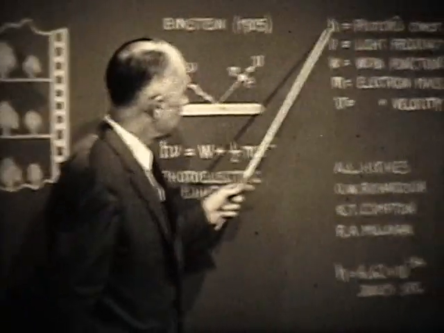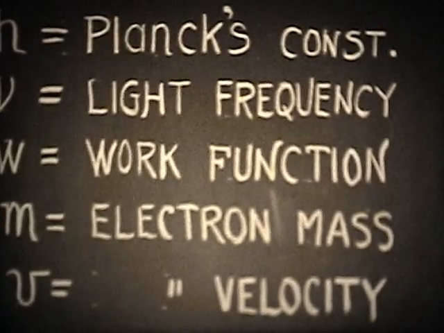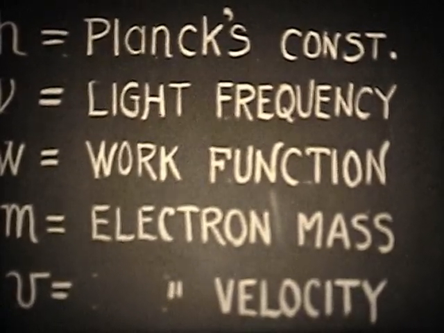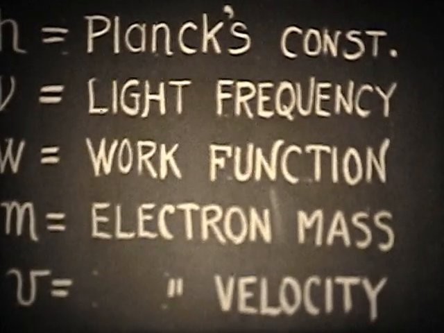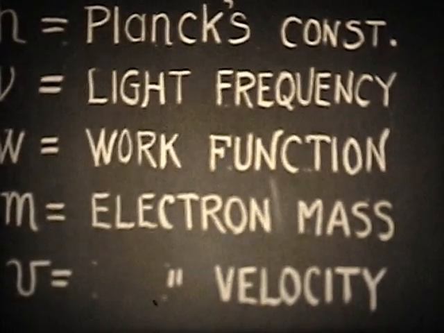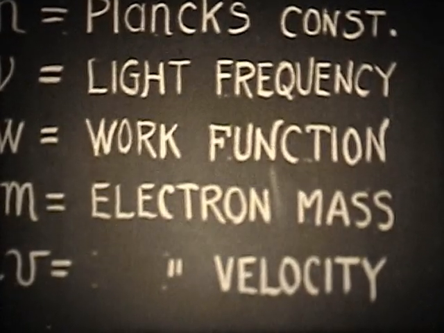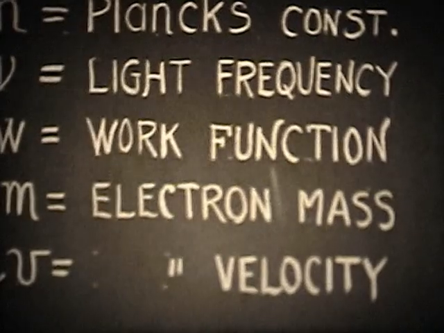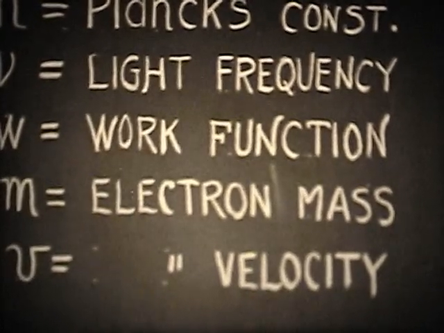Look carefully at what the constants mean. h is called Planck's constant. It was a constant first proposed by Planck. Nu is the light frequency. W is called the work function. m is the electron mass, and v is the electron velocity. The Einstein photoelectric equation.